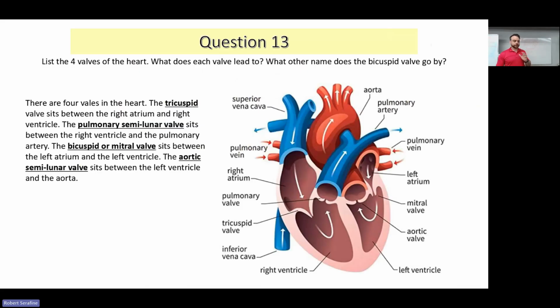So we have what we call atrioventricular valves, and then we have semilunar valves. The atrioventricular valves are the valves in between the atrium and the ventricle. On the right side, we have the tricuspid valve, and on the left side, we have the bicuspid valve, which is also known as the mitral valve. Then we have the semilunar valves, which exist between the ventricles and the arteries leading away from the heart. On the right side, we have the pulmonary semilunar valve, which we'll take a look at in a second. And on the left side, we have the aortic semilunar valve.